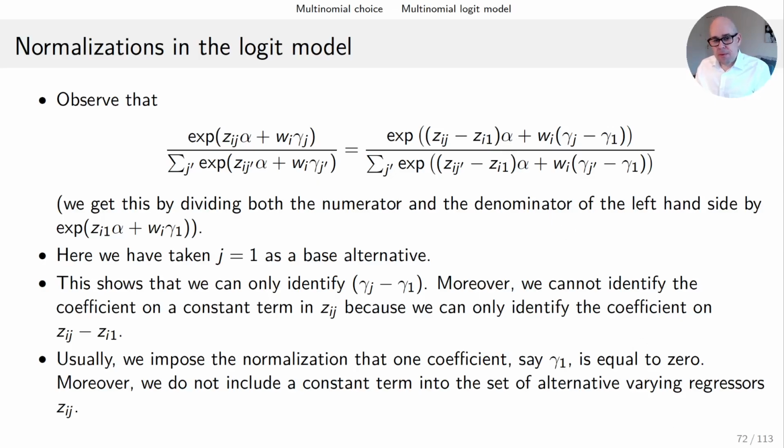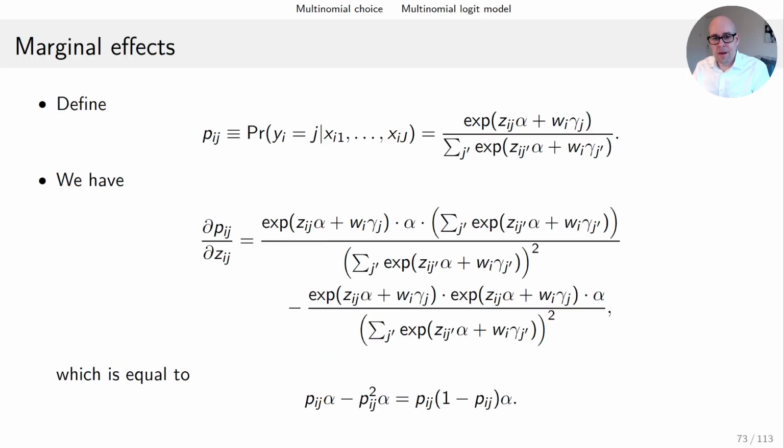And usually what one does is one imposes the normalization that one coefficient, for instance, gamma 1, is equal to 0, and no constant term is included in Zij. Marginal effects. So as before, marginal effects are changes in choice probabilities when either a Zij changes, or when a Zik changes, or when Wi changes. And here I will study all of these three, in turn.